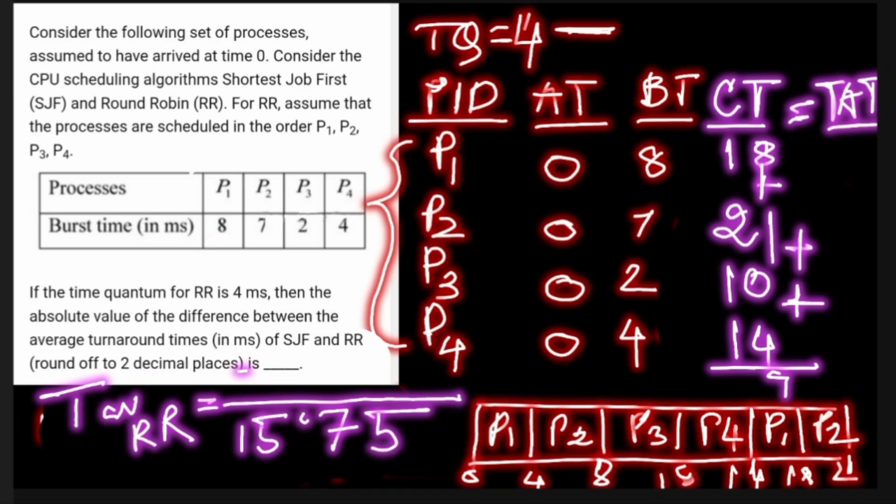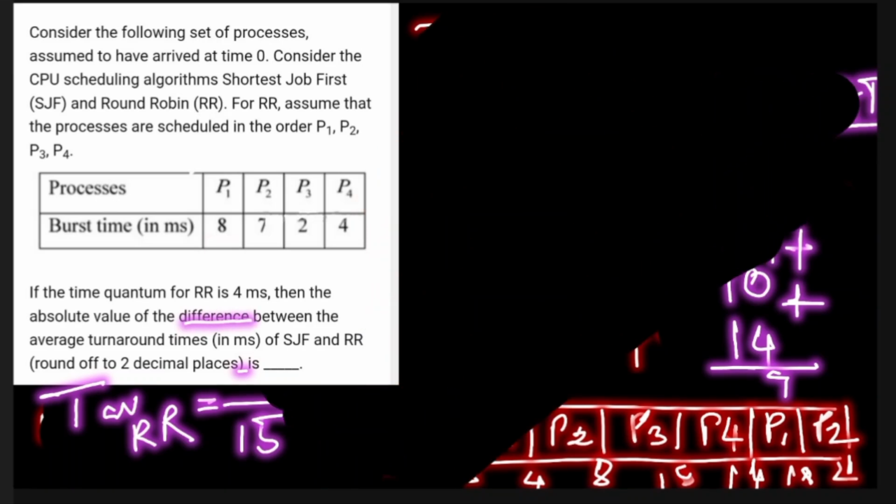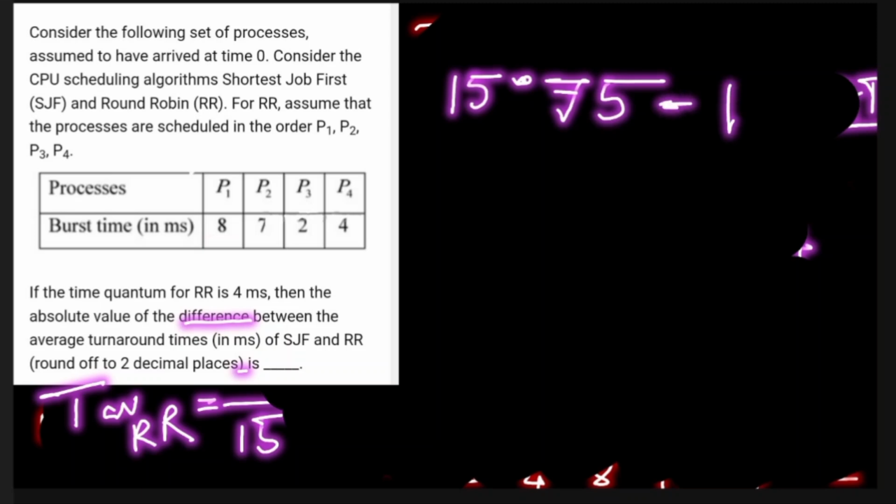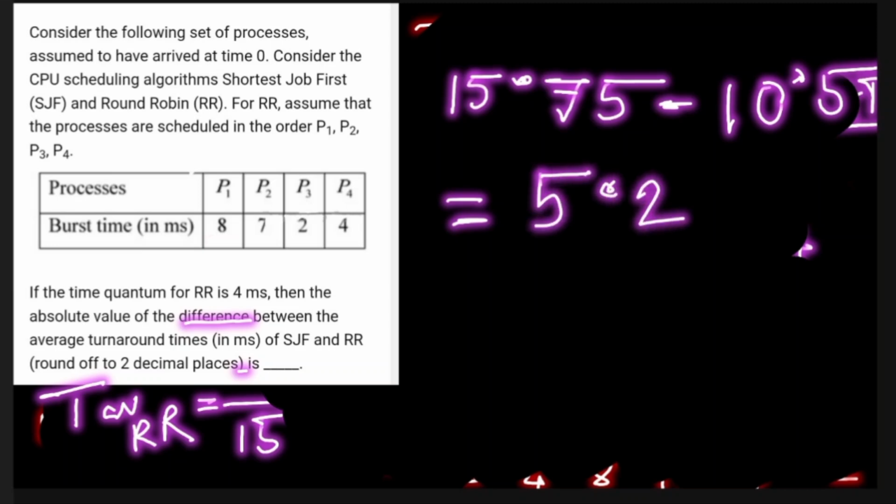So we need to find the difference. Let us calculate the difference. The difference is 15.75 minus 10.5. So the value is 5.25.